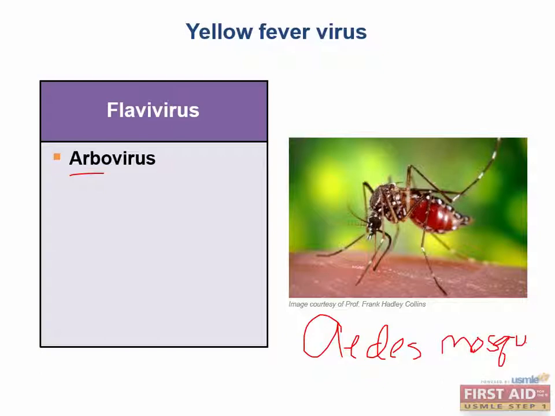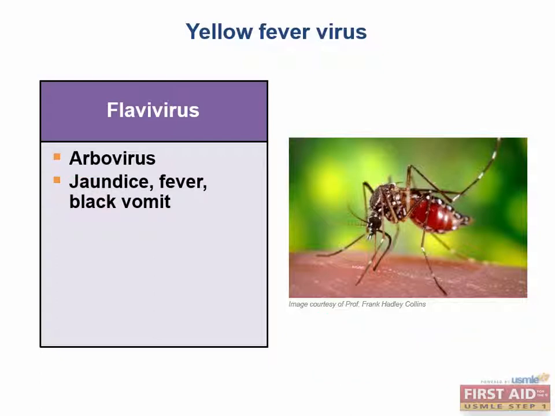The yellow fever virus causes yellow fever, a disease that is characterized by jaundice, chills, fever, and black vomit. Why do you think the vomit is black? The vomit is black because it contains digested blood. The virus infects hepatocytes, causing the jaundice, which can help you recall why it is named yellow fever.